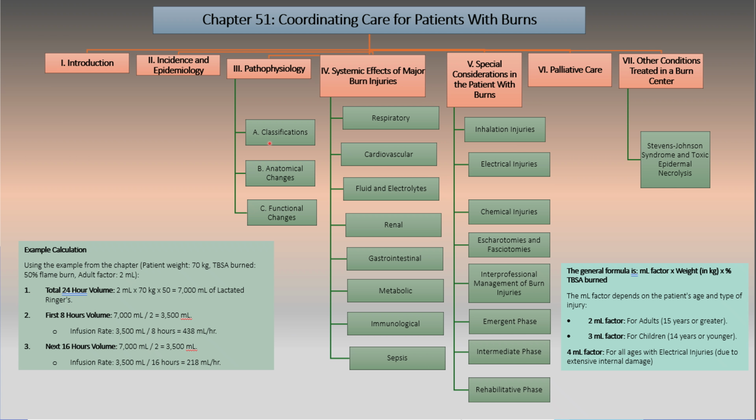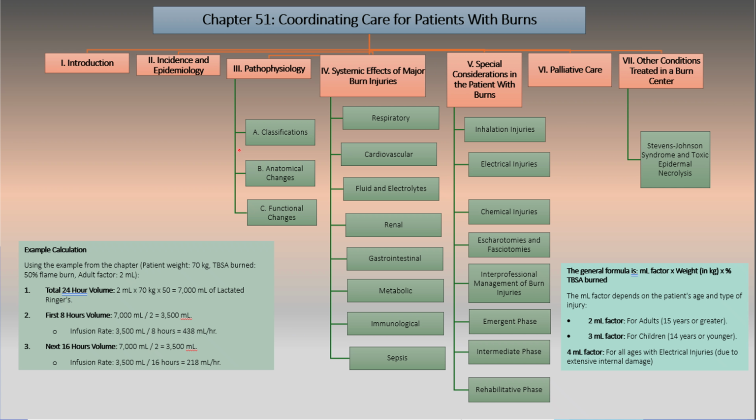Classification, it's the burn etiology like thermal, electrical, chemical, radiation. Burn depth is like superficial, partial thickness, deep partial thickness, and full thickness. You have pictures and you need to memorize the key terms for this, and you need to know what those mean. They talk about the total body surface area percentage.